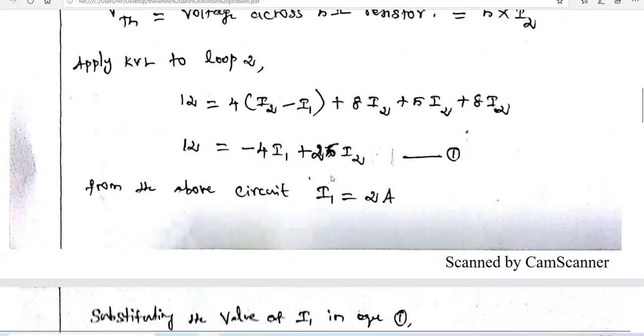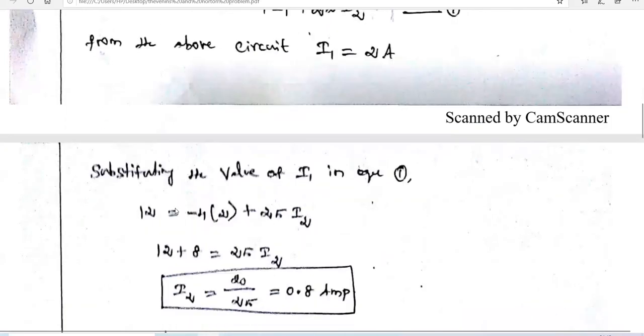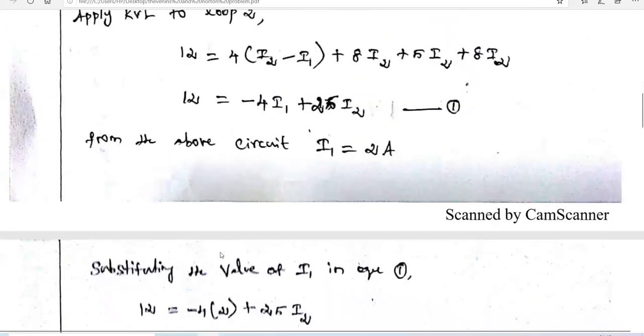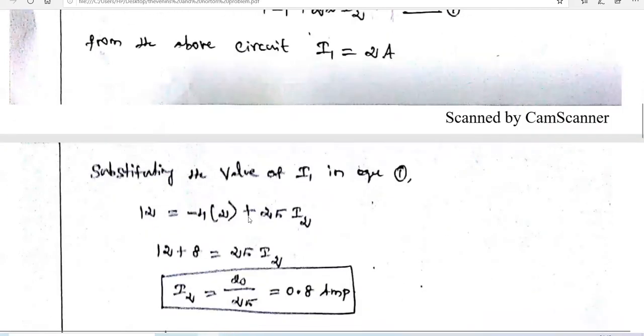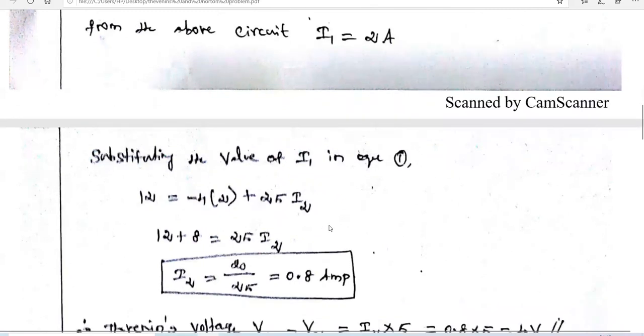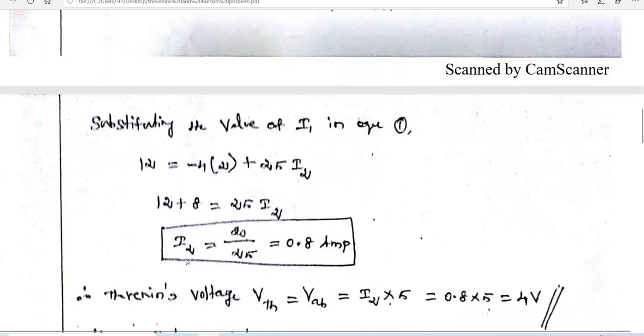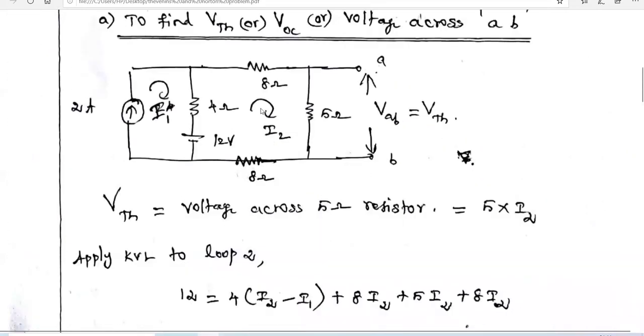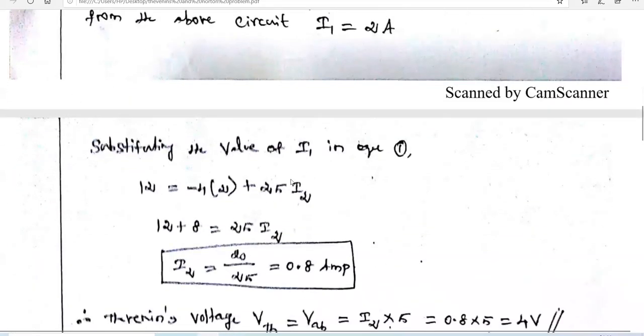Substituting the value of I1 in the above equation, the I1 term is eliminated. So we get 12 equals minus 4 into the I1 value of 2 amps, plus 25 into I2. Rearranging, we have to find the value of I2. The value of I2 is 20 divided by 25, which is 0.8 amps. So the current flowing through the second loop, I2, we have calculated.